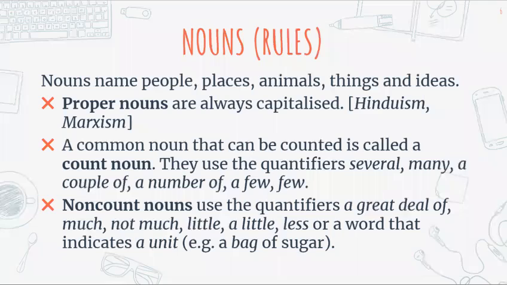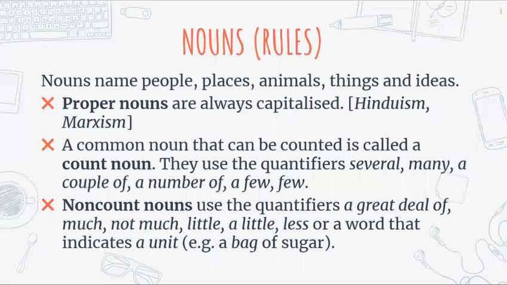A common noun that can be counted is called a count noun. They use the quantifiers several, many, a couple of, a number of, a few. Examples of count nouns are cups, suggestions, thoughts, cars. So you can have different quantifiers with these nouns: four cups, several suggestions, many thoughts, a number of cars. Generally, count nouns can be counted. The name says it.